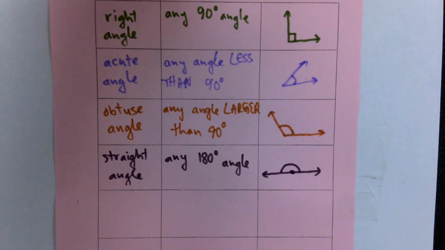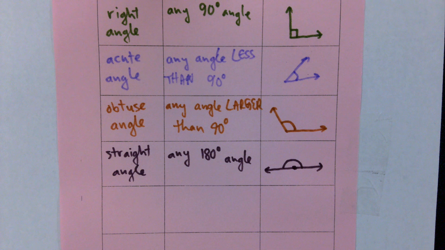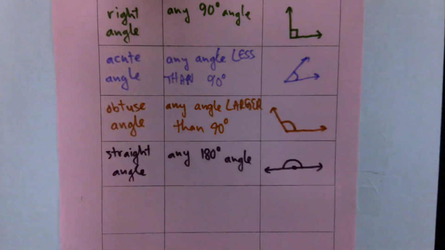Quick show of thumbs, up, down, sideways. How do you feel about recalling our four main types of angles? Thumbs up if you're like, I already remember this, I got this. Thumbs sideways if you're like, they sound familiar, but now that we wrote it down, it makes a little more sense. Okay, good. I see all thumbs up. That's exactly what I was hoping for.